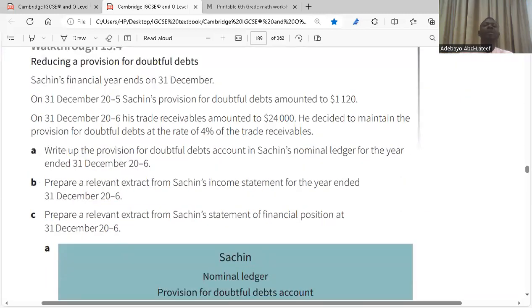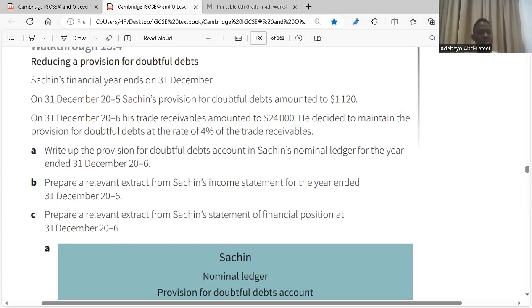Now reducing. This is a provision for doubtful debts. We've done increasing. Now reducing. If you are doing reducing, it is still the same way, but the only thing is that you take it away. So here it says that on 31st December 25, Sashi's provision for doubtful debts amounted to 1,120. On 31st December, trade receivables amounted to 24,000. He decided to maintain the provision for doubtful debts at the rate of 4% of trade receivables.